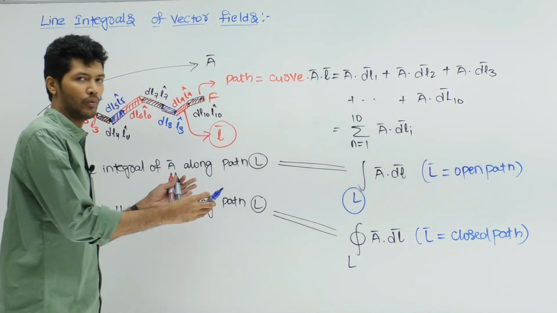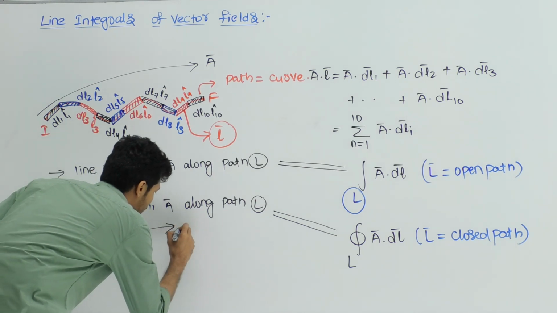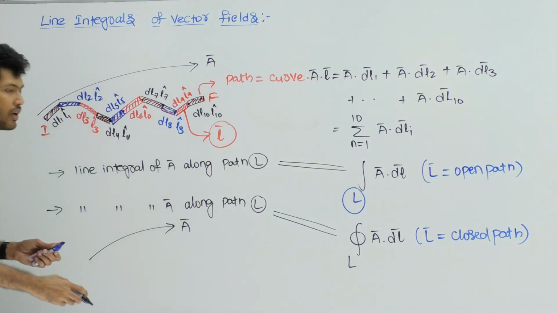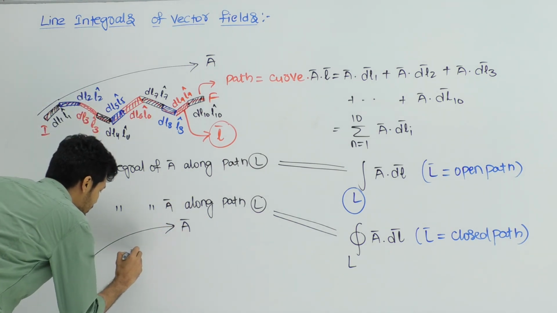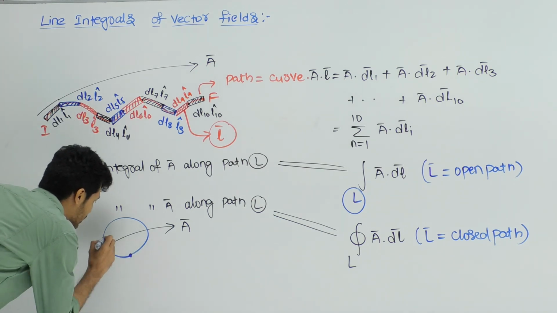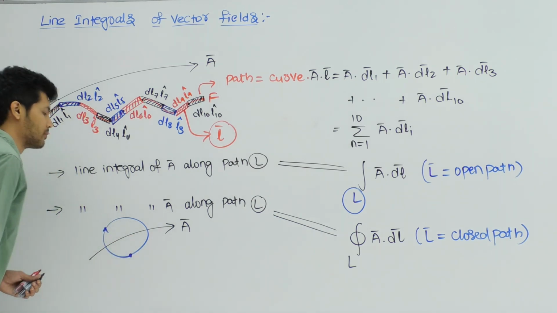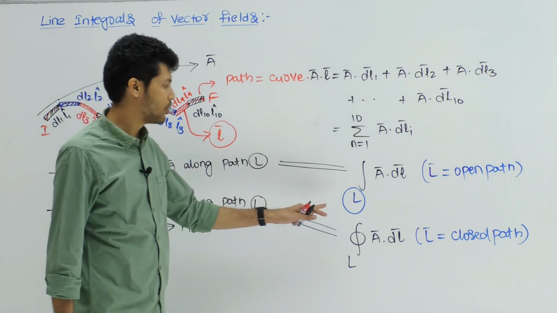Again, just to show you one example here, let us assume that we have some randomly oriented vector A bar, like in the previous case. Now we want to take a line integral of this particular A bar in this direction. We are starting from, let us say, this point and coming back to the same point. In this case, what are we supposed to do? We are supposed to take a closed integration.